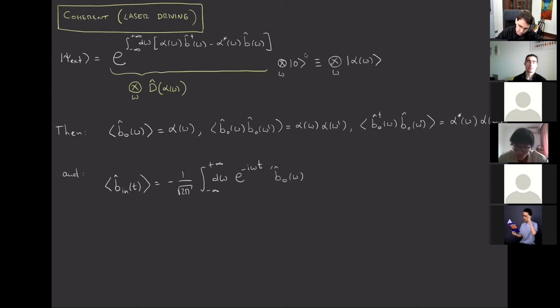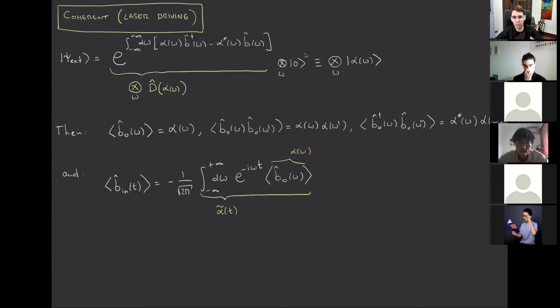And then now we simply take the expectation value. And we know that this is alpha of omega. So this is whatever amplitude we are exciting with a laser frequency omega. And then this whole thing, I can call it alpha tilde of t, which is just the Fourier transform of alpha omega, okay?